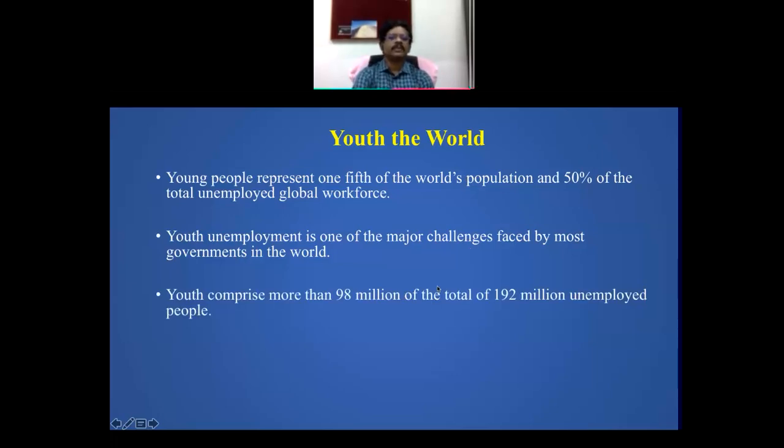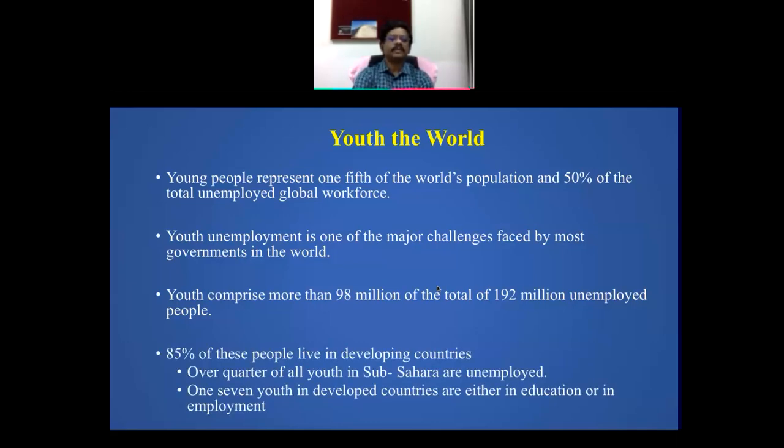Then you can see that youth comprises more than 98 million of the total 192 million unemployed people. And 85% of these people live in developing countries. In developed countries, youth employment and self-employment are better than in developing nations. Over a quarter of all youth in sub-Saharan Africa are unemployed. Then one out of seven youth in developed countries are either in education or in employment. So that is the situation of youth in the world.